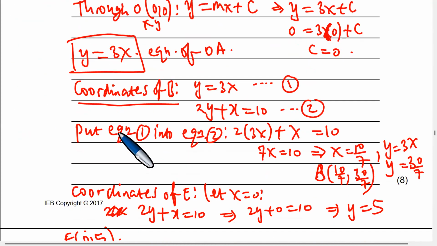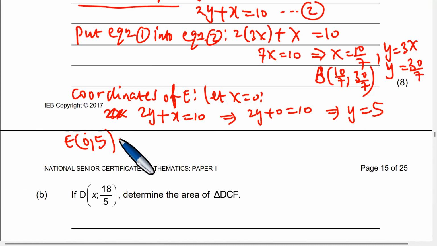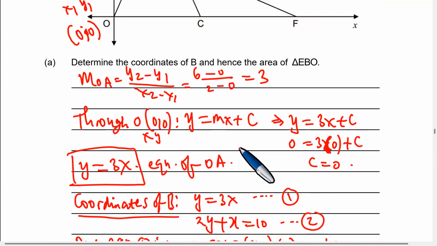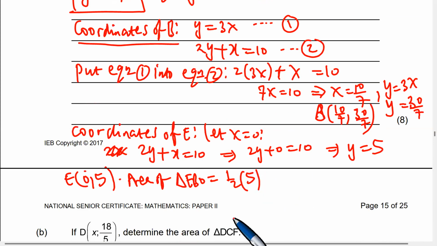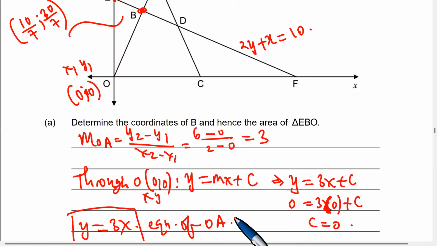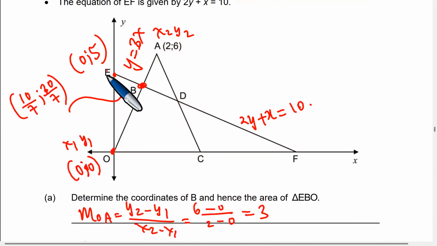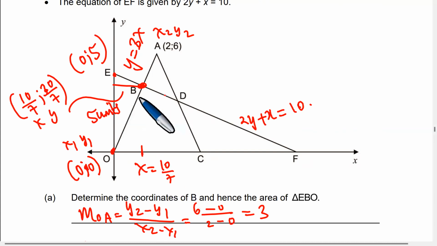So if that is the case, I want to find the area of triangle EBO, which is half the base times the height. The distance from the origin 0, 0 to the point 0, 5 is 5 units, so we're dealing with a base of 5 units. The height is the x-coordinate of B, which is 10 out of 7. If we move horizontally, it gives us the height of the slanted triangle.